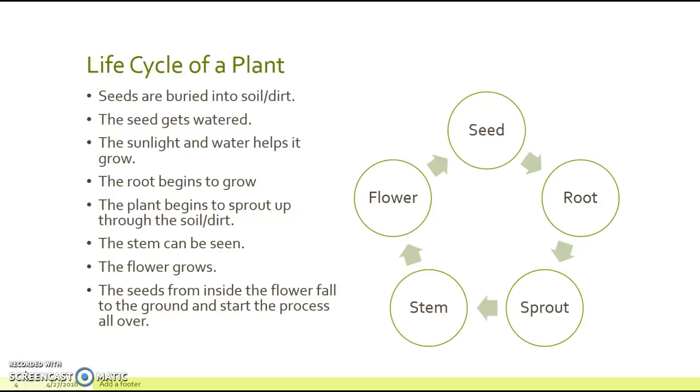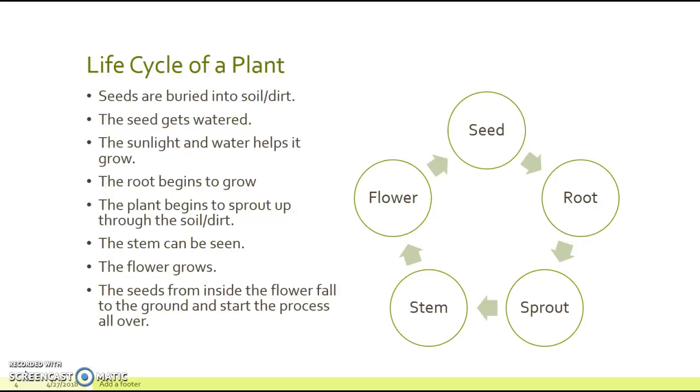The plant also needs sunlight. The sunlight gives us its energy in order for it to grow. Once that sunlight and water and the dirt all mixes in with the seed, then a small root begins to grow. The plant begins to sprout up or begins to grow through the soil and dirt.